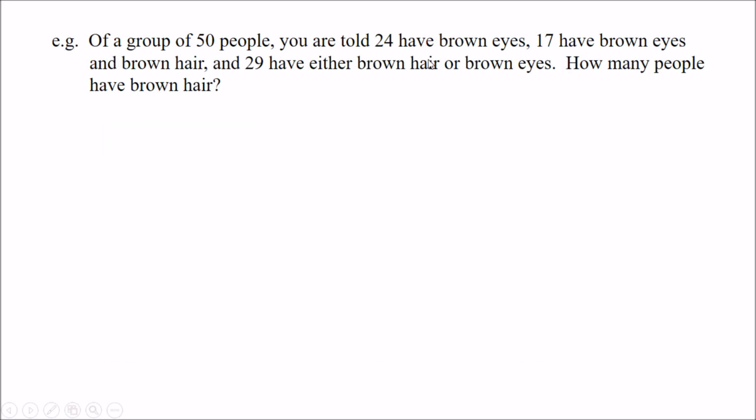Of a group of 50 people, you are told 24 have brown eyes, 17 have brown eyes and brown hair, and 29 have either brown hair or brown eyes. How many people have brown hair? You could pause the video and give it a try, but here we go.